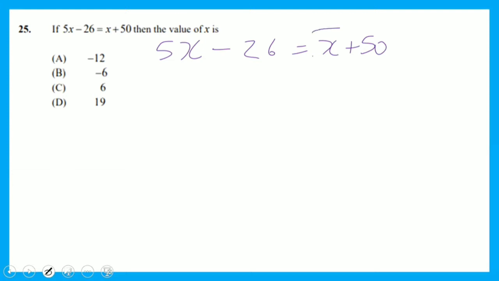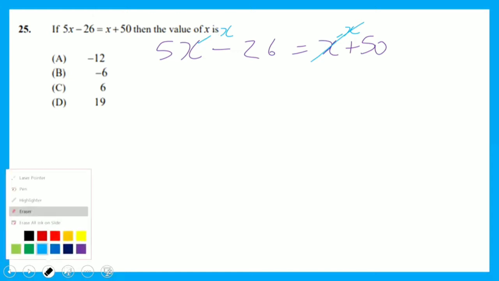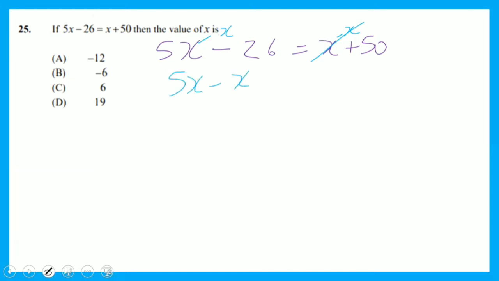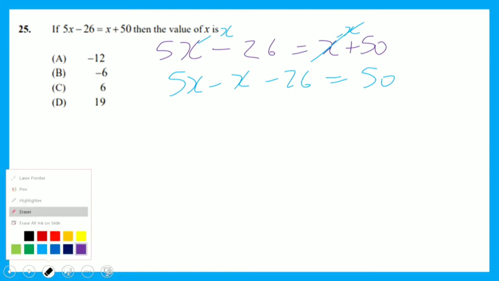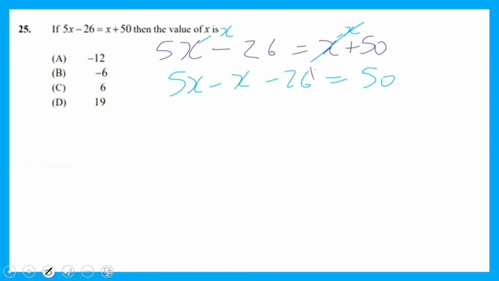All right, so let's go. We can get rid of this x from here because we don't want it on that side. We would prefer that it's on the same side as 5x. So subtracting x from this side, and whatever we do on one side, we must do on the other side. We now have 5x minus x minus 26 equals 50. We need to get rid of this term right here. How do we do that? Clearly, the operation taking place here is subtraction, so we need to do the reverse. We need to add 26. Whatever we do on one side, we do to the other.